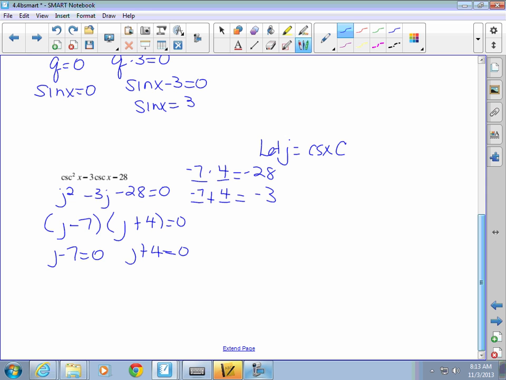And at this point here, instead of saying j minus 7, I could have substituted right in and just said cosecant x minus 7 equals 0, and cosecant x plus 4 equals 0. So this one will be cosecant of x is equal to 7. This one is cosecant of x is equal to negative 4.